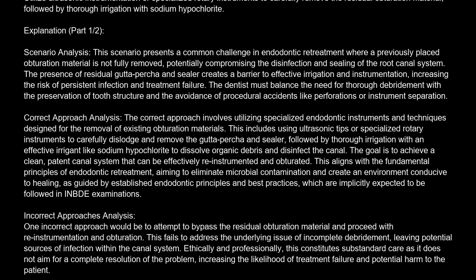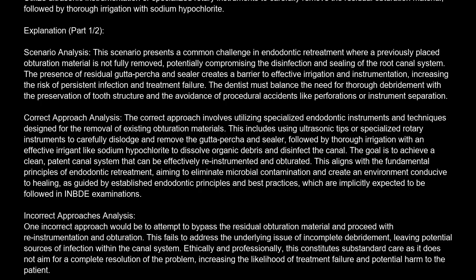The correct answer is A. Utilize ultrasonic instrumentation or specialized rotary instruments to carefully remove the residual obturation material, followed by thorough irrigation with sodium hypochlorite. Explanation. Scenario analysis. This scenario presents a common challenge in endodontic retreatment where a previously placed obturation material is not fully removed, potentially compromising the disinfection and sealing of the root canal system.